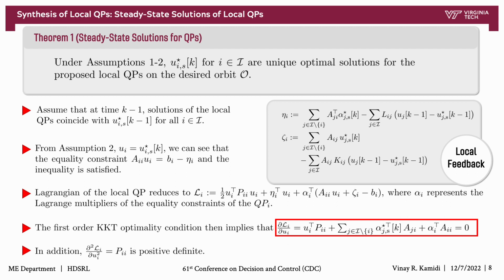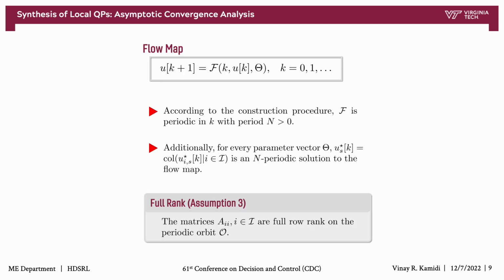Further, if you take the first derivative of the Lagrangian, you can see that the resulting term coincides with that of the first derivative of the Lagrangian from the centralized QP. This indicates that ui equals ui star is indeed the unique optimal solution. From theorem 1, it was established that local QPs preserve the steady-state solution. We next can study the properties and convergence behavior for the solutions of the proposed local QPs.